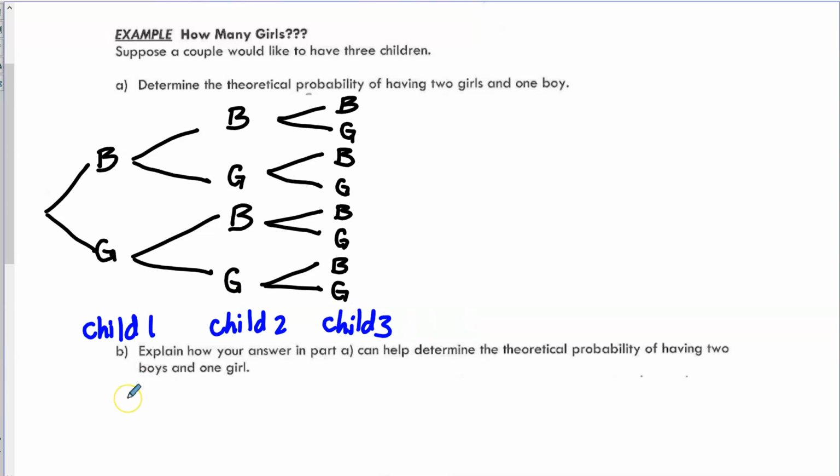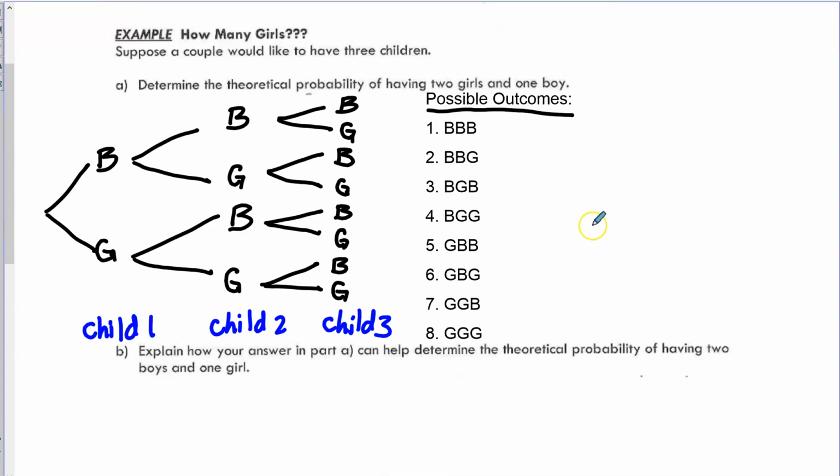I'm just going to pause for a second and write down the possible outcomes. There we go. So here are your possible outcomes. There's 8 of them. It's really similar to when we did the flipping a coin tree diagram from last week.